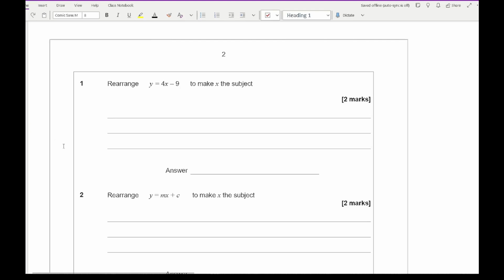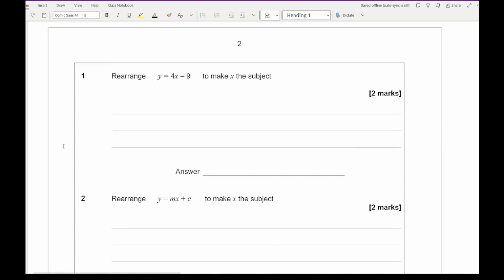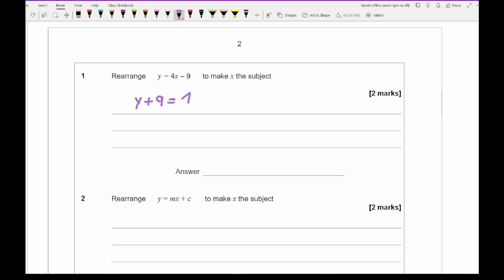So looking at question 1, it says rearrange y equals 4x minus 9 to make x the subject. So for this, what we want to do is basically solve for x. So the first thing I want to do is take away the 9, well, by adding the 9, so it's going to be y plus 9 equals 4x, and then I need to get rid of the 4, so it's (y plus 9) divided by 4 equals x. So x equals (y plus 9) divided by 4.